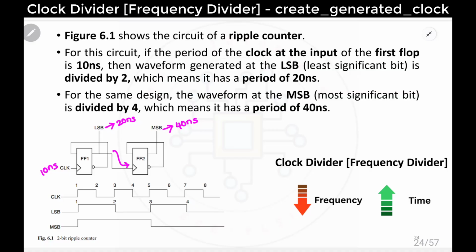So whenever you are taking the initial time period as 10 nanosecond, at the least significant bit it is getting divided by 2, and again it is getting divided by 2. So I am getting 20 nanosecond as time period at the least significant bit and 40 nanosecond at the most significant bit. The same thing you can see in this waveform. So here clock divider means frequency divider. Frequency is getting reduced means time period is getting increased.